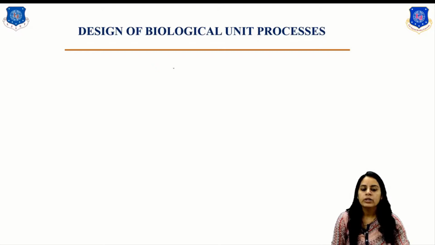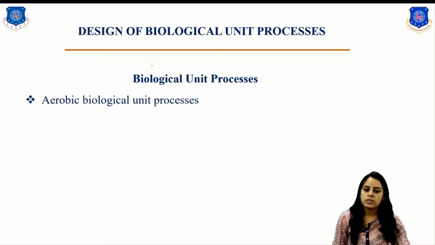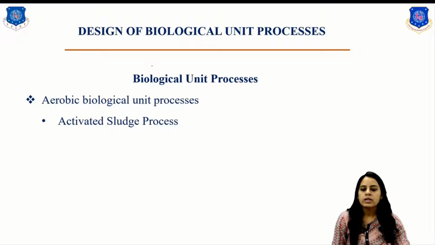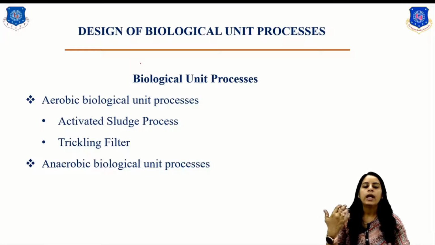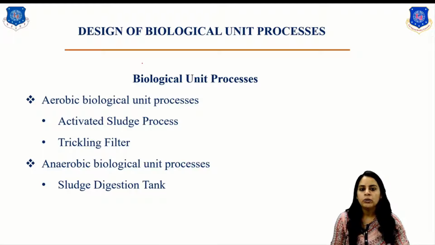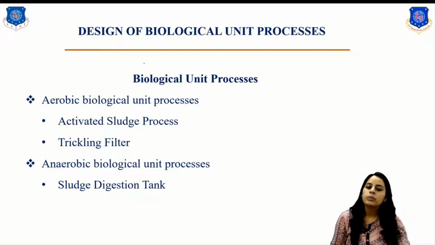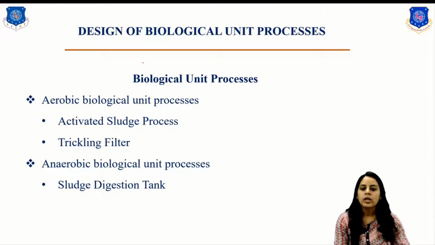In today's lecture, we discuss the design of the biological unit processes. In the previous lecture, we discussed that biological unit processes are classified into two types: the aerobic biological process and the anaerobic biological process. The aerobic process is again classified into two types: the activated sludge treatment plant and the trickling filter. The anaerobic process is the sludge digestion tank.